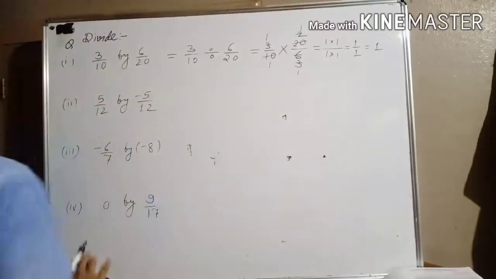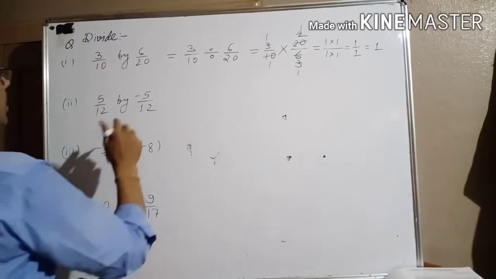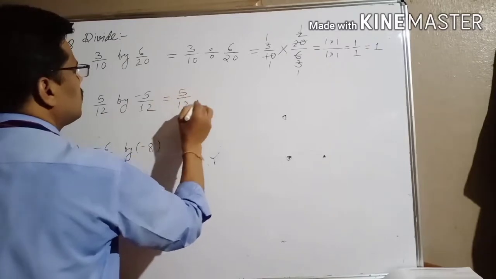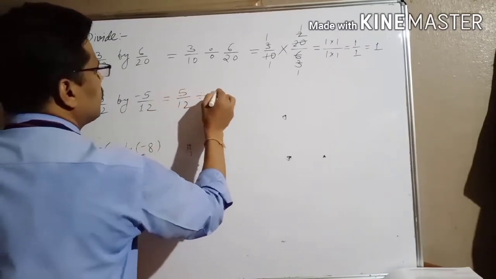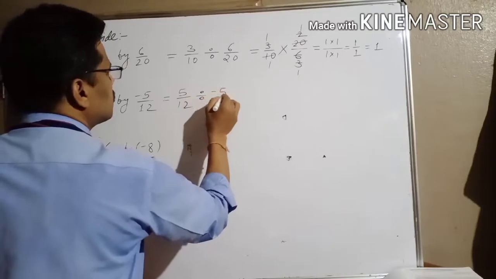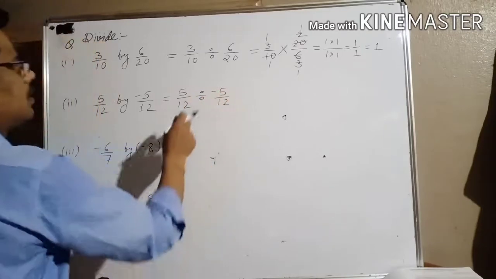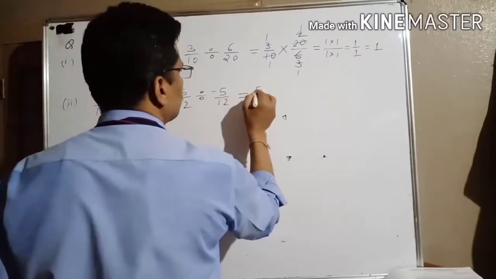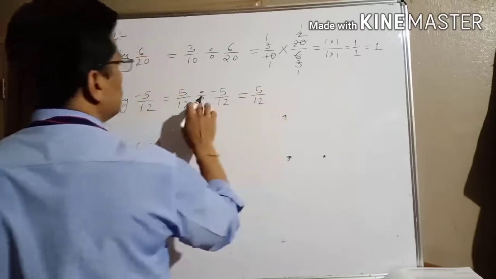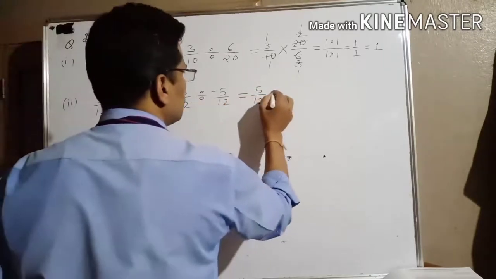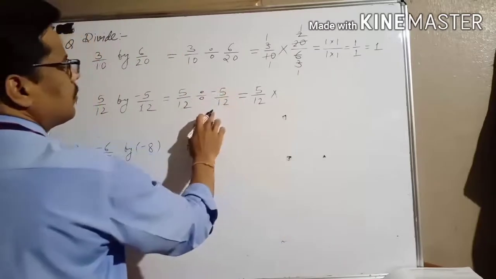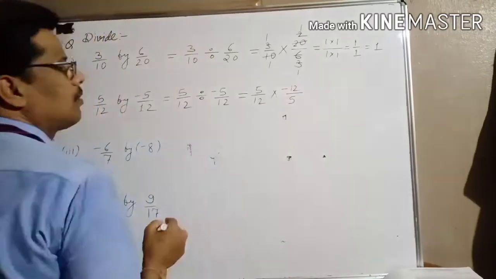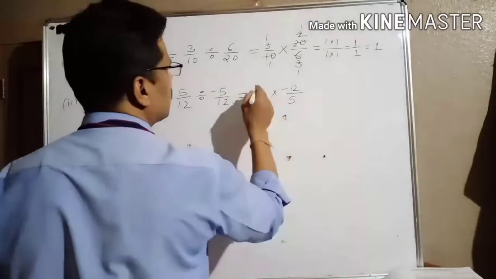Okay. So next number: 5 upon 12 divided by minus 5 upon 12. Here also the same thing. We have to place the division sign between them. 5 upon 12 divided by minus 5 upon 12. Again, this 5 upon 12 will come as it is, and the division sign can be converted into multiplication. What is the reciprocal of minus 5 upon 12? Minus 12 upon 5. So we have the common divisor 5 in the 5. Both 5 can be cancelled.